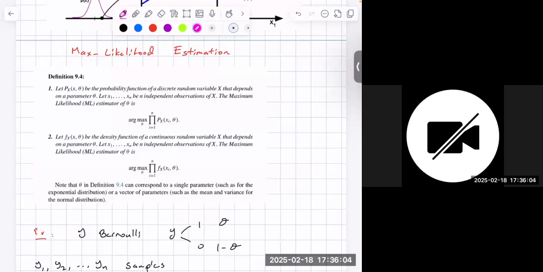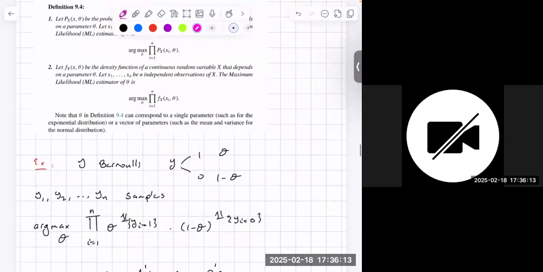Maximize that quantity, find the theta that maximizes this likelihood. Okay? So let's do some examples to make this concrete. Let's say my random variable was Bernoulli. I'm flipping a coin, it's biased. Heads, tails. I don't know what the bias is, and that's what I'm going to try to fit.